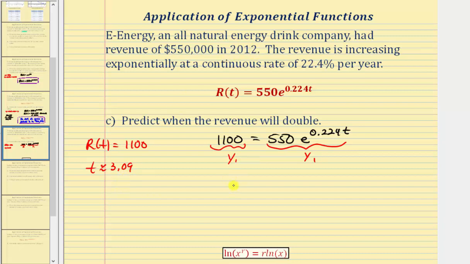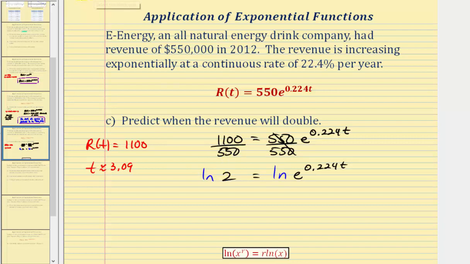Let's also solve this algebraically before we interpret what year this would be. So to solve this algebraically, we'll have to use logarithms. For the first step, we want to isolate the exponential part of the equation. That means dividing both sides by 550. Simplifying, we have 2 equals e raised to the power of 0.224t. And now we're going to use logarithms to solve for t. And because we'll be using the calculator, we can use common log or natural log. But because we have base e, it'll be more convenient to use natural log. So we'll take the natural log of both sides of the equation.